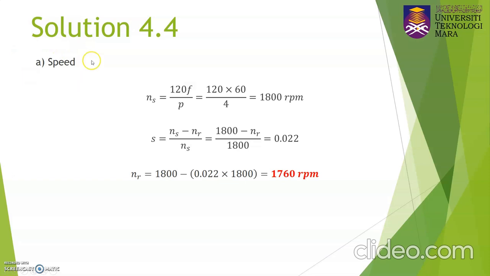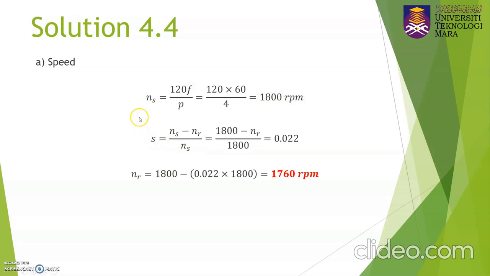First of all, you need to find the speed. The speed of the induction motor basically represents the NR. Since the question didn't give you the synchronous speed, you need to calculate the synchronous speed first. Synchronous speed will be equal to 120 multiplied by the frequency 60 divided by the pole 4. So the synchronous speed is 1800 RPM.